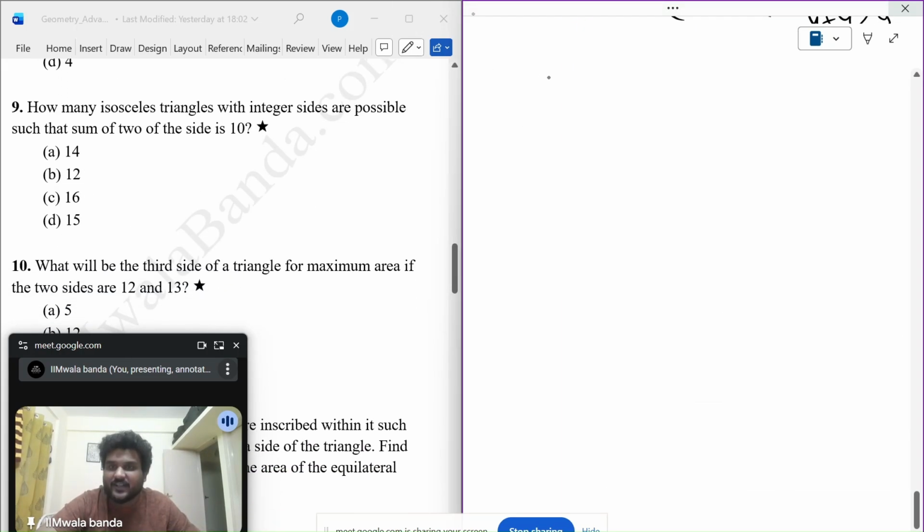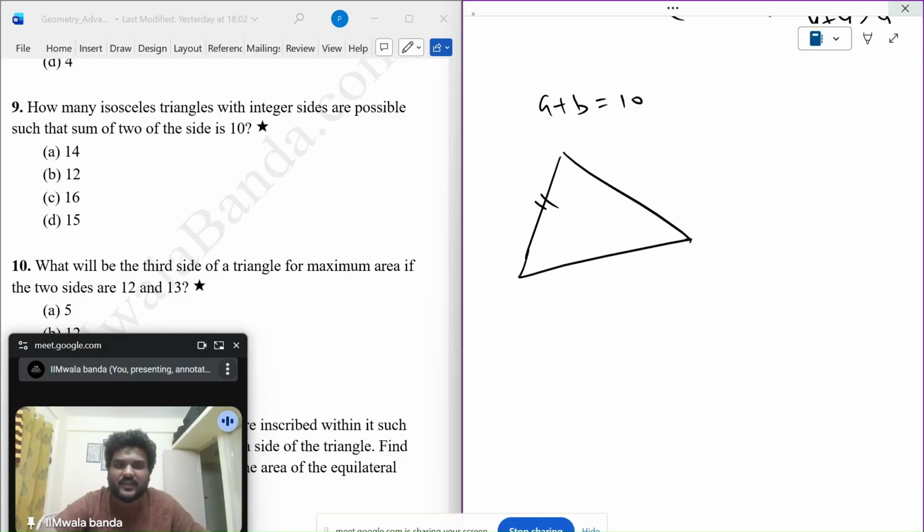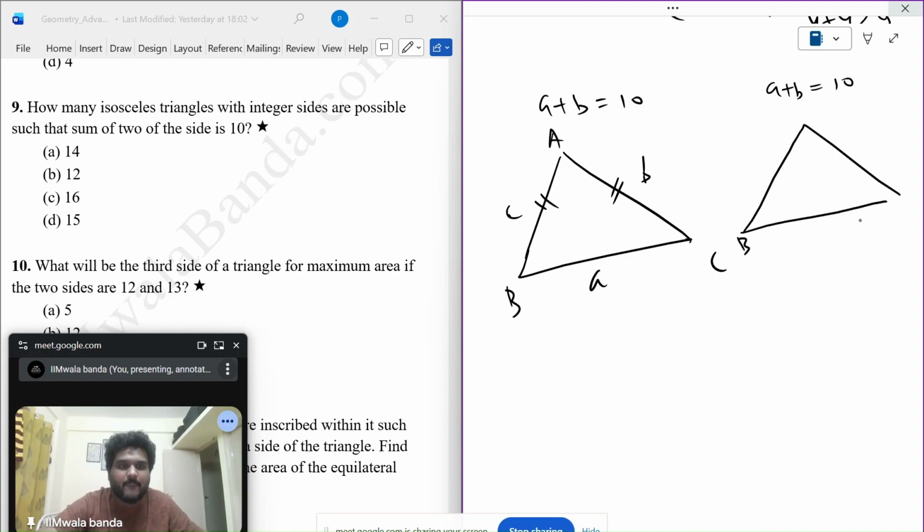Question number 9. How many isosceles triangles with integer sides are possible? So the sum of two sides is 10. Since it is saying isosceles, can I say two sides will be equal? So A, B and C, and it is saying that A plus B is 10. One case will be where B and C are the two equal sides. Another case can be when A and B are the two equal sides. In that case, they both will be 5.